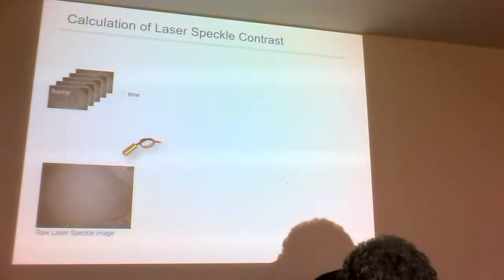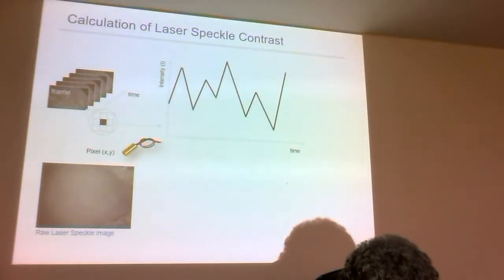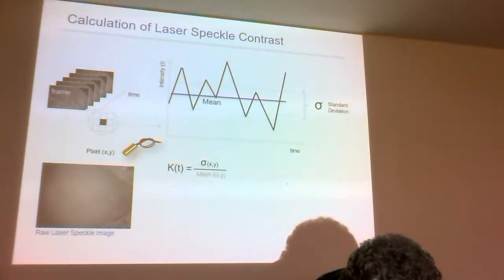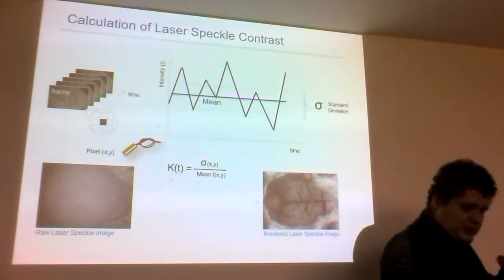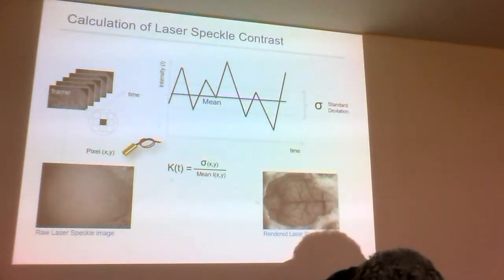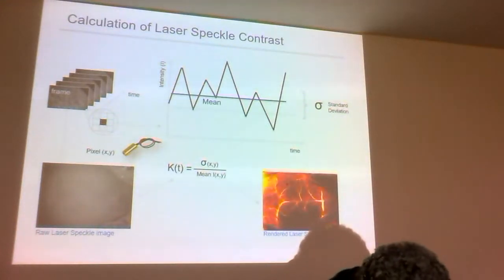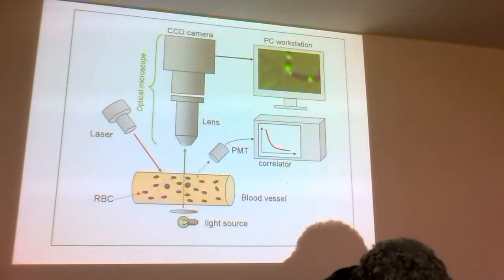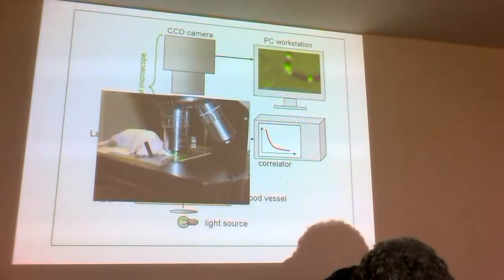Then we collect a frame of images, and we're able to calculate intensity fluctuations in each speckle and find the mean, again using this definition. We're able to produce a very good image that shows us each vascular pattern. And of course, then we can do it with some color coding.